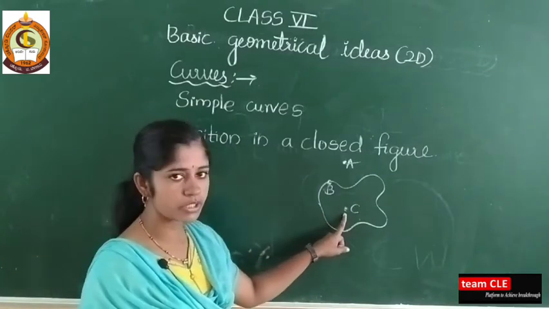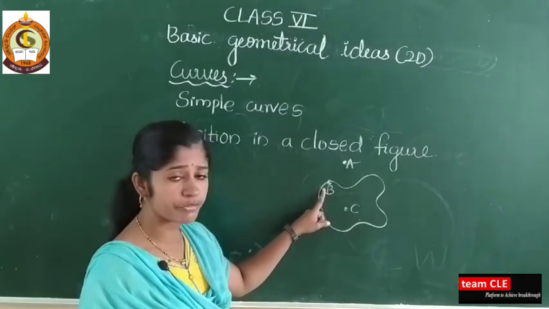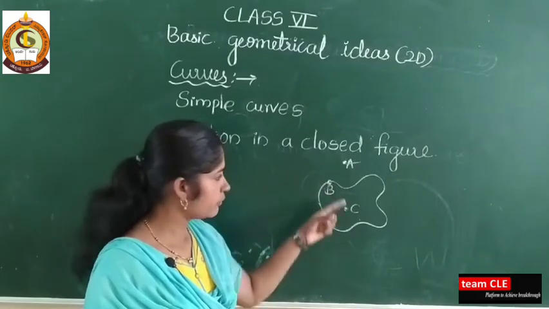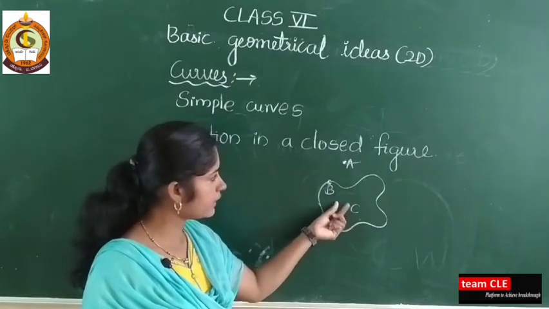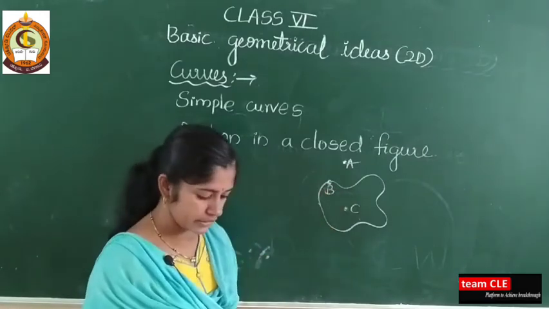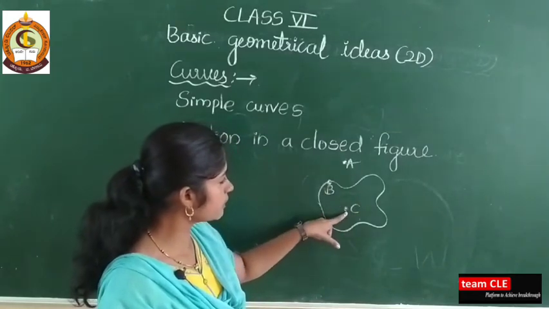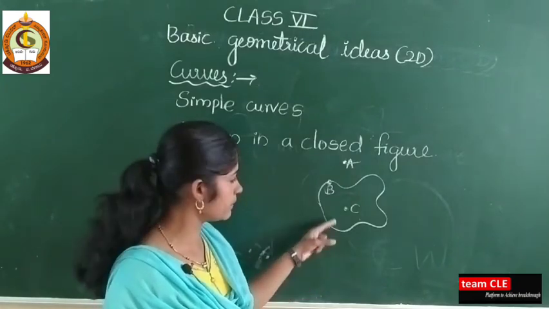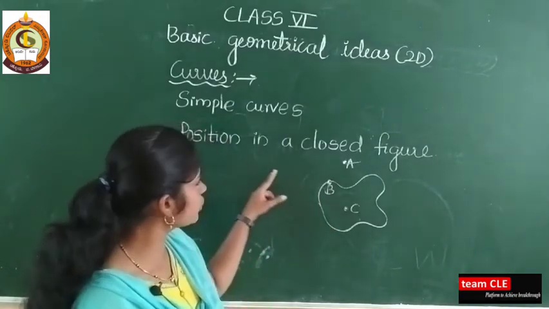Then here, interior of the curve. What is the interior of the curve? Which point is there? C. Boundary of the figure, which point is there? B. And exterior of the figure, which point is there? A. If the point is inside, that is interior. If the point is outside, then that is exterior. If the point is on the figure, then that is the boundary of the curve. Okay, so this is the interior of the curve, exterior of the curve, and boundary of the curve. So there are three positions here: inside, outside, and boundary of the curve. So this is position in a closed figure.